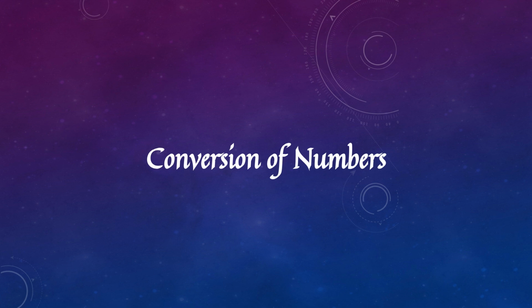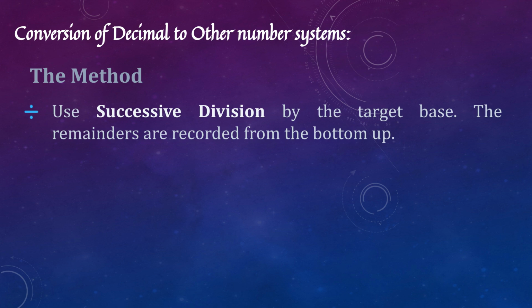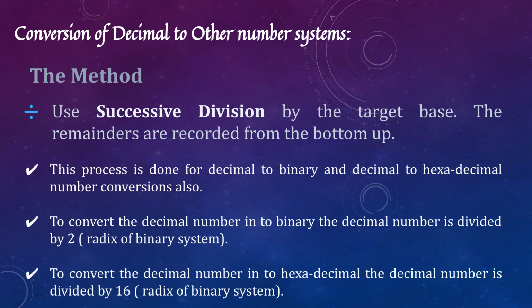Number conversion in digital electronics is essential to bridge the gap between human-readable data, decimal, and machine-level processing, binary, enabling efficient data representation, hardware communication, and system interoperability. To convert a decimal number to any other number system, the method involves successive division by the target base. The remainders are recorded from the bottom up. This is used for conversions to binary and hexadecimal systems as well. For binary, divide by 2, and for hexadecimal, divide by 16.